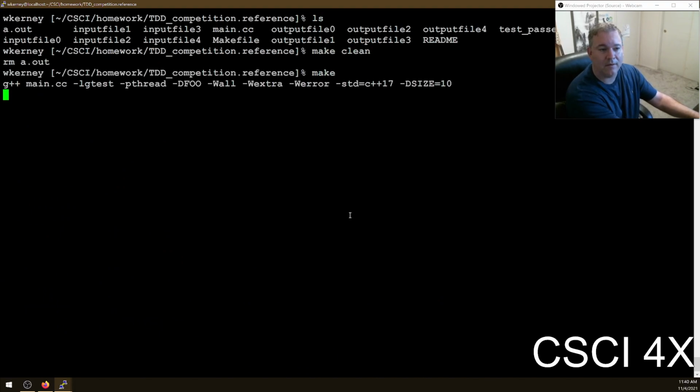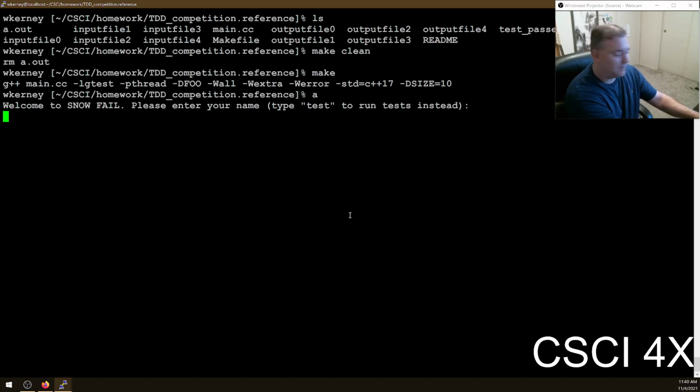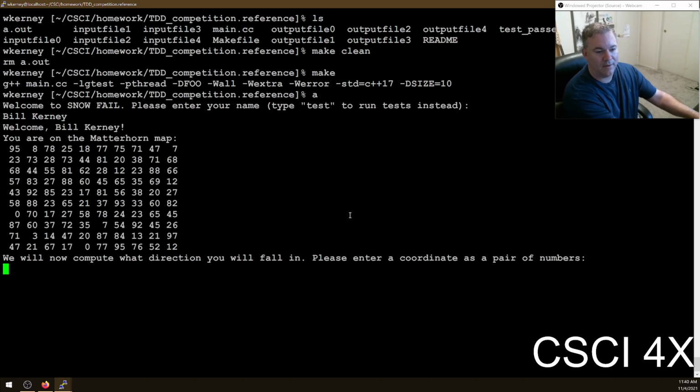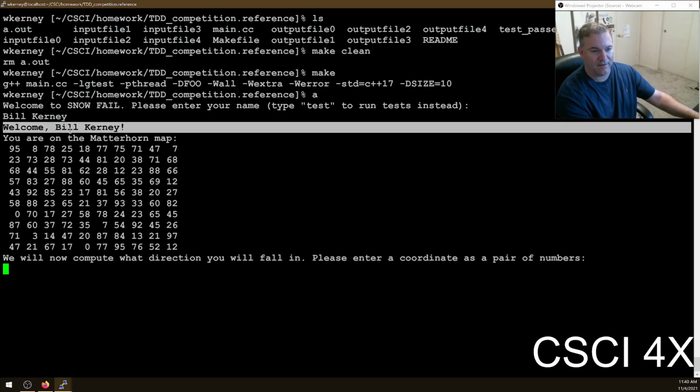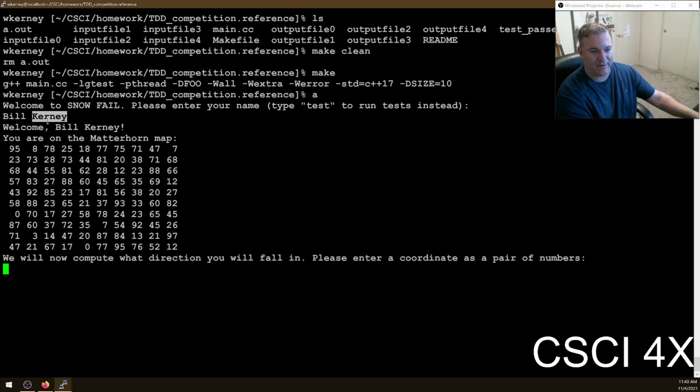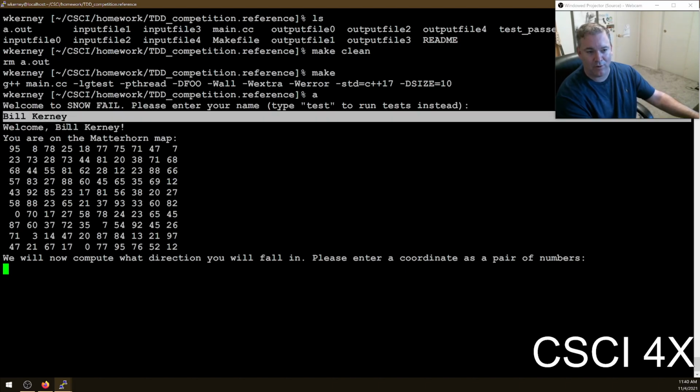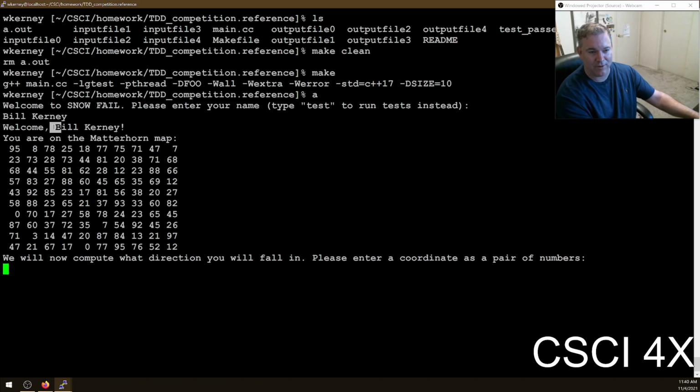Clean. Please enter your name, Bill Kearney. And so the first thing is to verify a name. A name should be 2 words, and the first letter of each name has to be capitalized. And there's some other rules you'll see in the README file. So that's the first thing you have to do. It should be pretty easy.